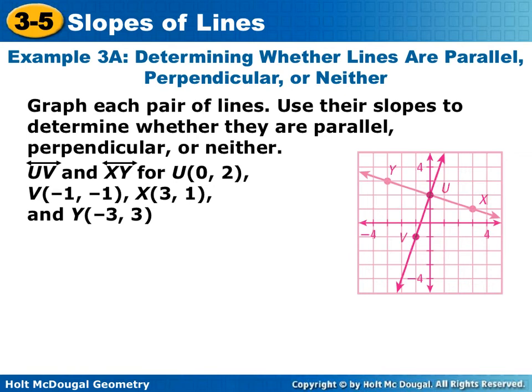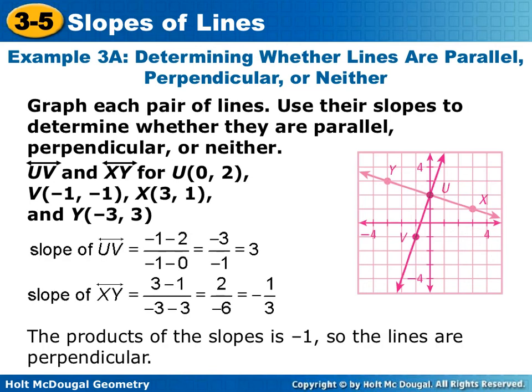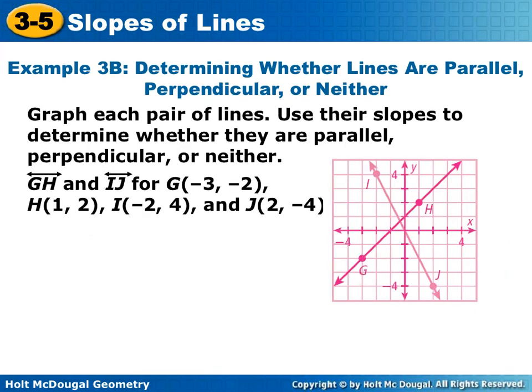So here you have to find the slope of UV and find the slope of XY. When the book does it here, the slope of UV is 3. The slope of XY is -1/3. If I multiply those, they do give me -1. One is the opposite reciprocal of the other. So these are in fact perpendicular lines. Go ahead and find if these two slopes are parallel, perpendicular, or neither. Go ahead, hit pause, and when you're done, hit play.